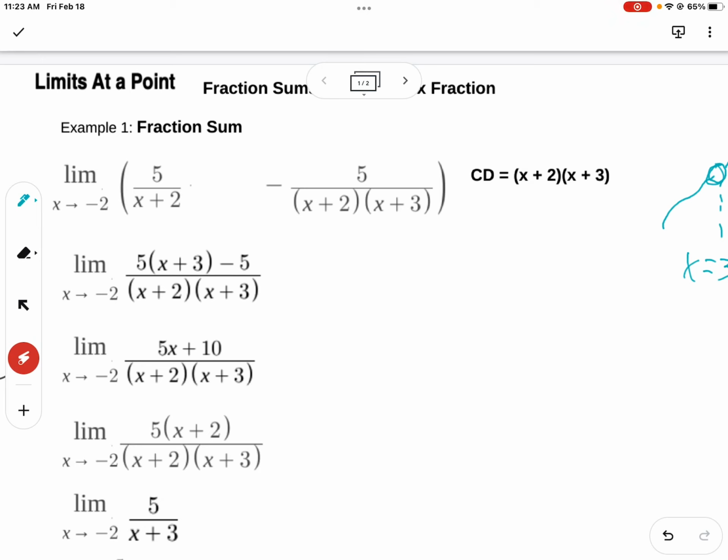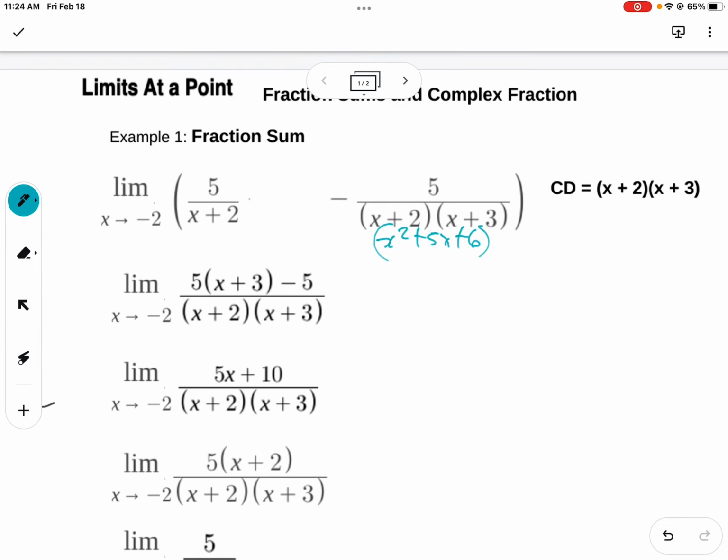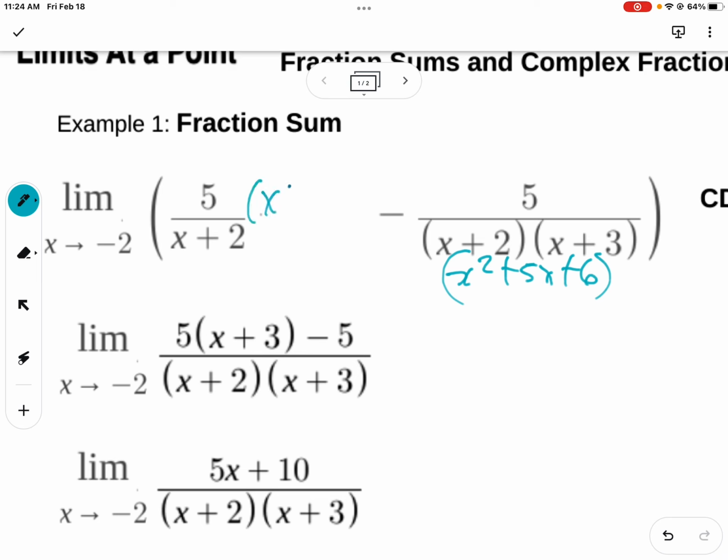Well, we have to get a common denominator. I see an x plus 2 here and x plus 3 here. I could have had it as x squared plus 5x plus 6 first, in which case you would have had to factor it and you would have gotten x plus 2, x plus 3. So there's our common denominator. I already have the common denominator for this part of the fraction. What do I need to do to this part? I want to make it look like x plus 2 times x plus 3, so I'm going to multiply by x plus 3 divided by x plus 3.